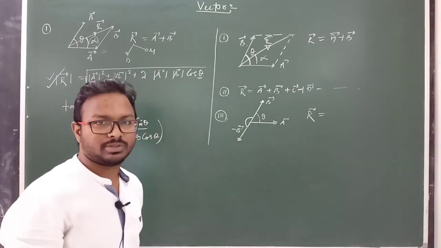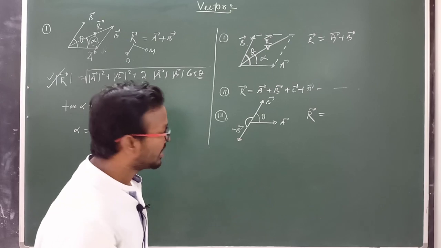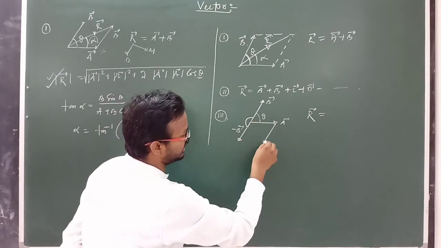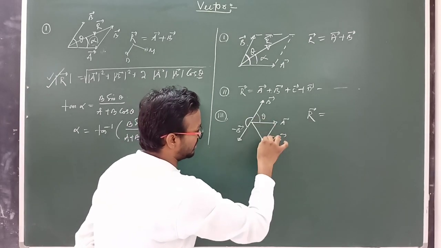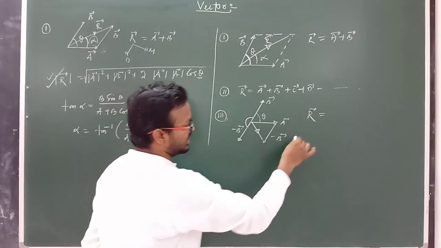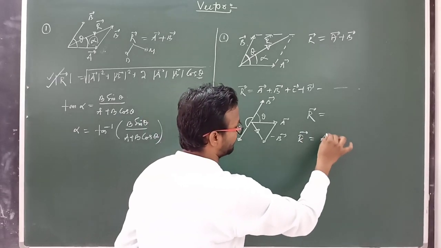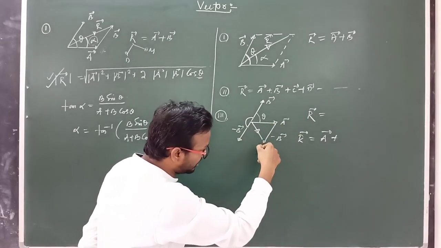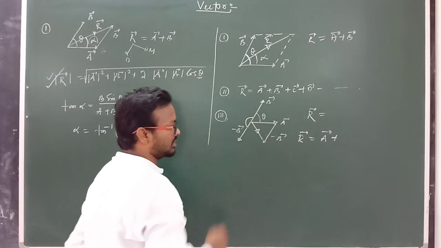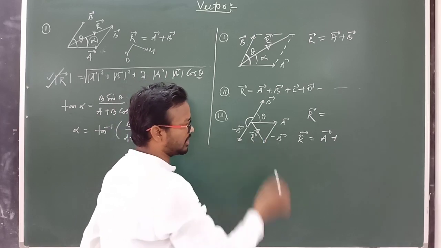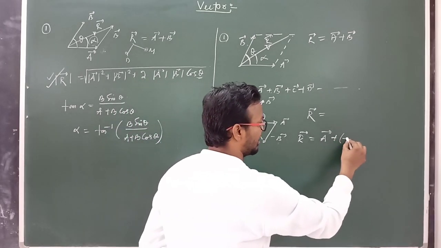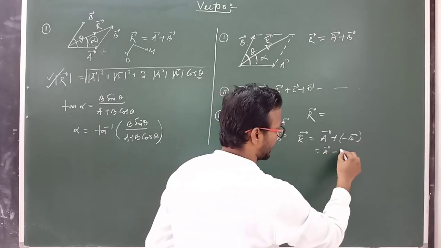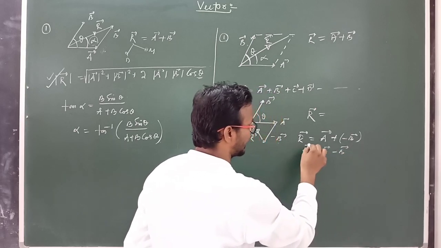But you can shift a vector from one position to another without changing its magnitude and direction. So you can shift this vector here, and this is minus B vector, and this is the resultant vector here. Clear? And here the resultant vector is R vector equal to A vector plus minus B, so A vector minus B vector. This is known as the resultant vector.